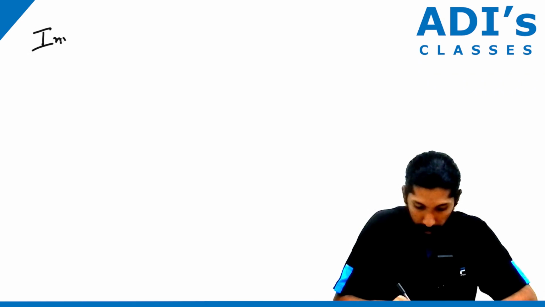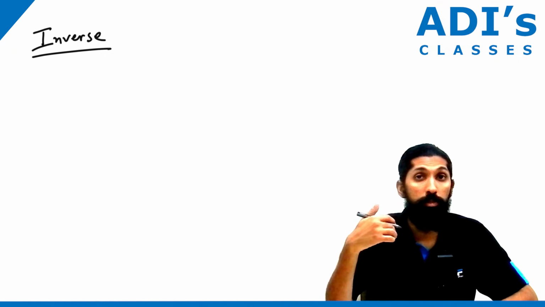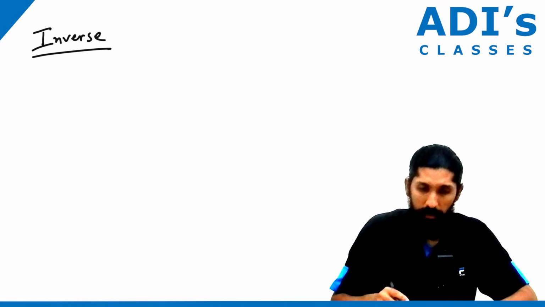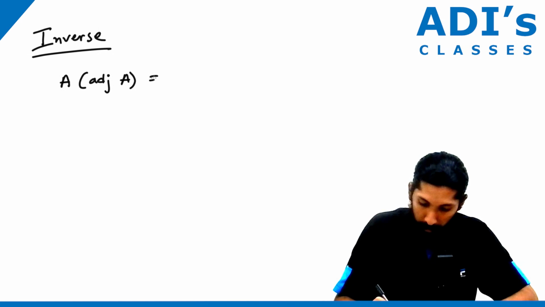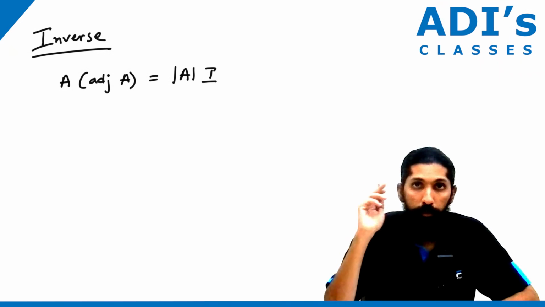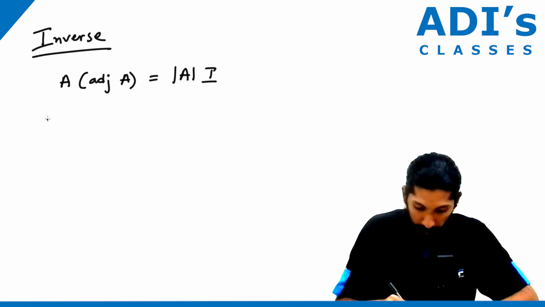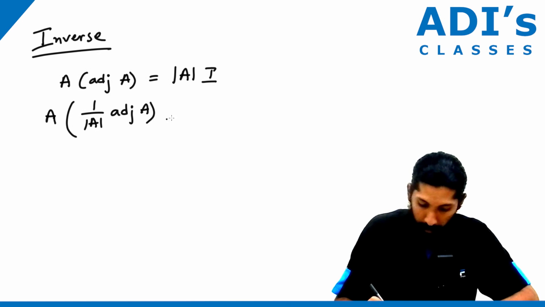So what are we trying to do? We are trying to calculate the inverse. Now we'll start with the property that you guys already know. It's a very simple property: A into adjoint of A is equal to determinant of A into I. Correct? Now I'll divide both LHS and RHS by determinant of A. That means we'll get A into 1 by determinant of A into adjoint of A is equal to I.